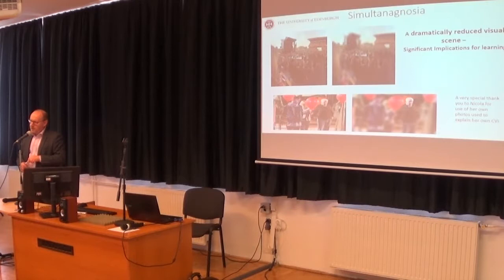So the top left image we've seen is at a concert. There's lots of people there, lots of information, and there's a stage in the middle of the screen. And in fact, what Nicola has in this environment is a narrowing of the visual field, and a narrowing and blurring. She can't see a whole visual field there. Because there is so much information, her visual field just constricts and blurs.